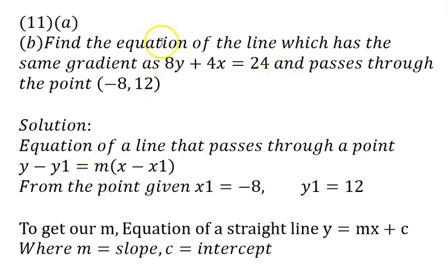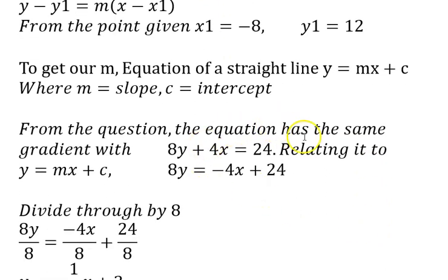Now, because the equation of the line has the same gradient as 8y plus 4x equals 24, we can get our m here. Don't forget, if you still remember the equation of a straight line, y equals mx plus c, where m is the slope and c is the intercept. So we can get our m from here. Let's relate 8y plus 4x equals 24 to y equals mx plus c.